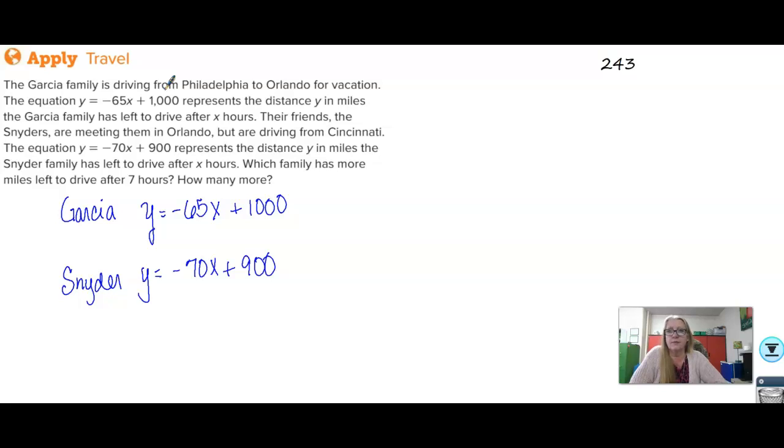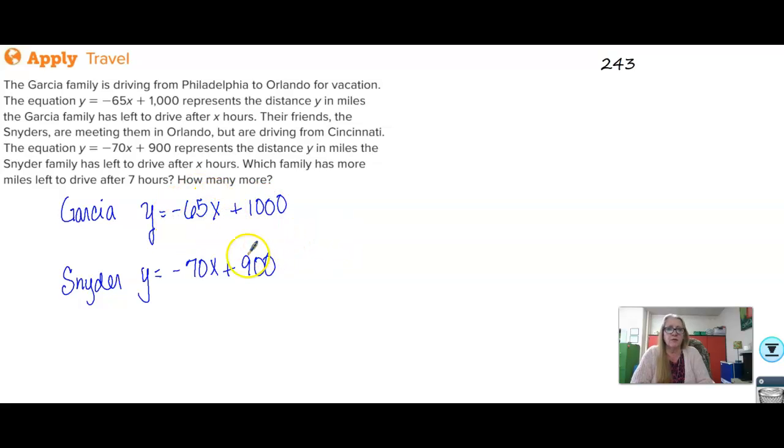The Garcia family is driving from Philadelphia to Orlando for vacation. The equation represents the distance y in miles the Garcia family has left to drive after x hours. Their friends, the Snyders, are meeting them in Orlando, but are driving from Cincinnati. The equation y equals -70x plus 900 represents the distance y in miles the Snyder family has left to drive after x hours. Which family has more miles left to drive after 7 hours? How many more?